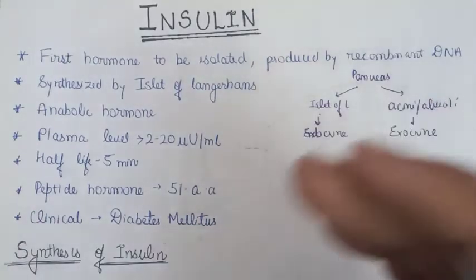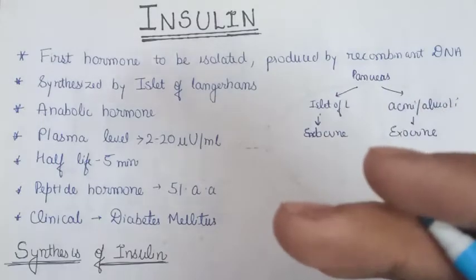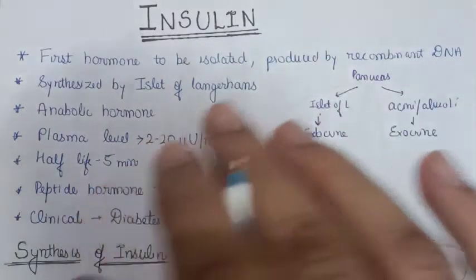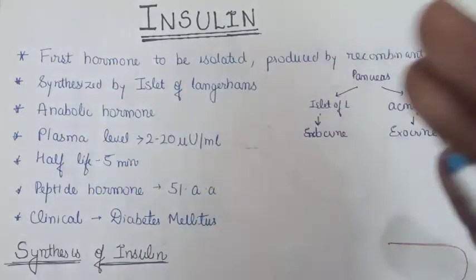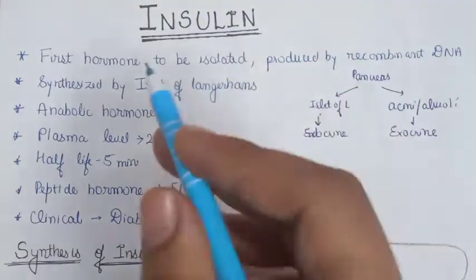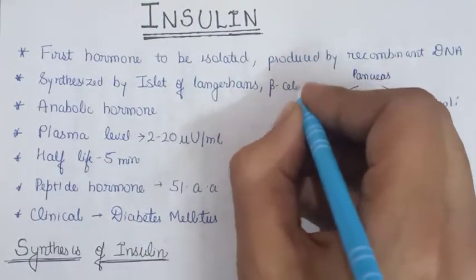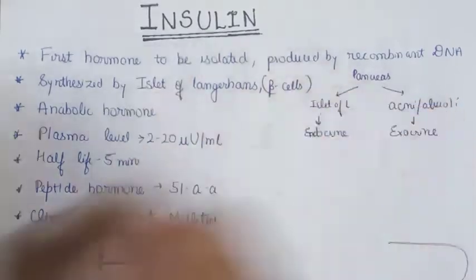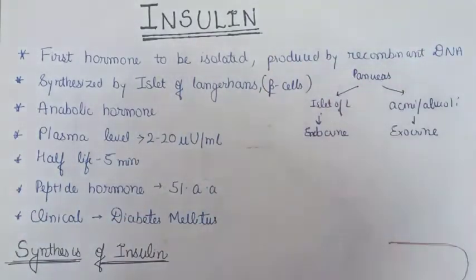Islet of Langerhans contains various types of cells, that are the A cells, B cells, D cells and PP cells, that are pancreatic polypeptide cells. A cells are also called alpha cells, B cells are also called beta cells and D cells are also called delta cells. See, insulin is secreted by the B cells or the beta cells of the islet of Langerhans. So this was about the synthesis or how it is produced by the pancreas.